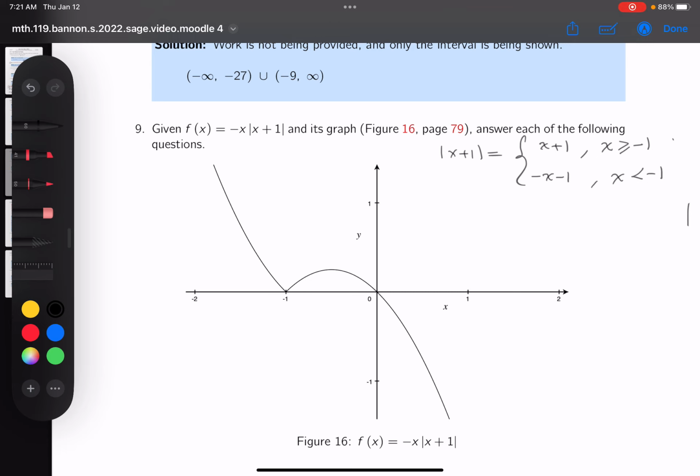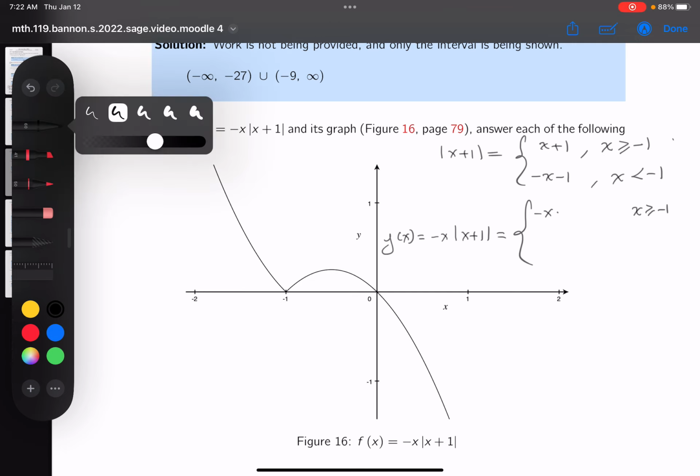So what I want to write down is f of x now. What's f of x? f of x is equal to -x times the absolute value of x plus 1. I'm writing this down for you, and let's do one thing at a time. I'm going to do the top first. So it's -x, and this is true for x greater than or equal to -1. What's the absolute value of x plus 1 when x is greater than or equal to -1? It's just x plus 1.